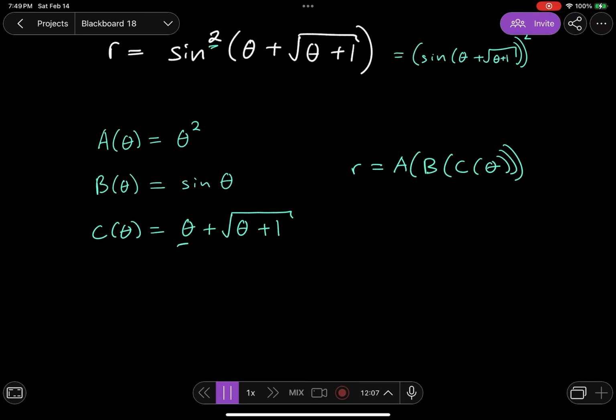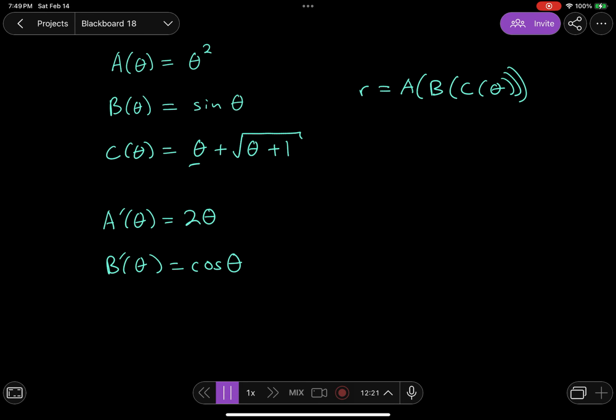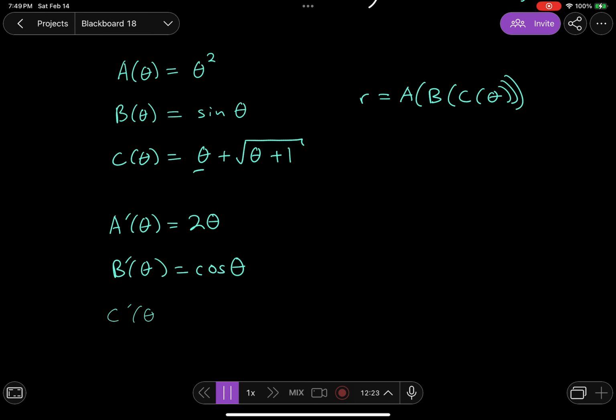So what I really need is to take three derivatives. I need a prime of theta. That's easy. That's 2 theta. And then I need b prime of theta. That's also easy. That's cosine of theta. And then I need c prime of theta, the hardest of these three. That's going to be 1 plus 1 divided by 2 times the square root of theta plus 1. Okay, so I just used the chain rule just on this part. But then I need to multiply by the derivative of the inside part here, the theta plus 1. The derivative of theta plus 1 with respect to theta is just 1. So that is going to leave me just with this part right here.